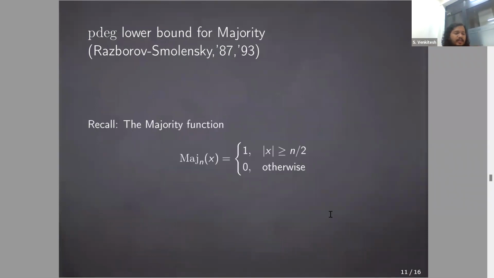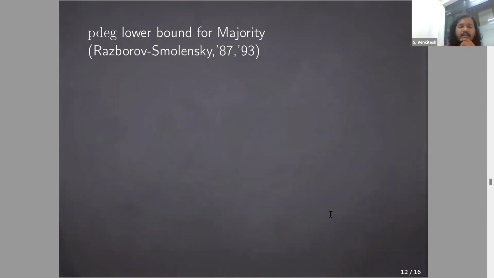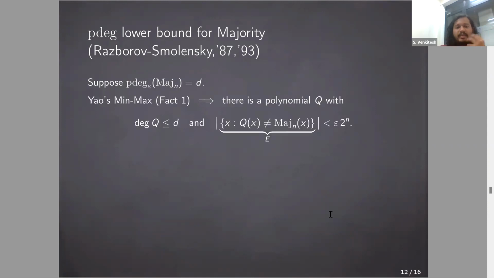So what is this proof? Recall the majority function gives the output 1 when the Hamming weight is at least n by 2. Suppose the p-degree of majority is d for error epsilon. By Yao's min-max, there is a polynomial q. This is not a random polynomial. This is an explicit polynomial q with degree at most d, such that it agrees with the majority function on most points. In other words, the error set, which I'm calling E here, has fraction at most epsilon, so the error set has size at most epsilon times 2 to the n.